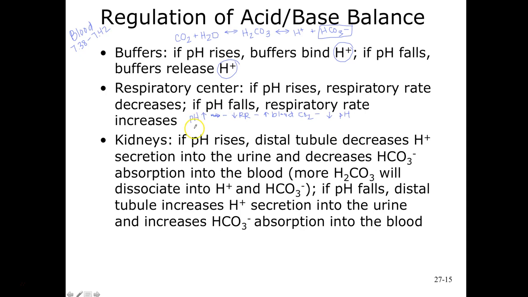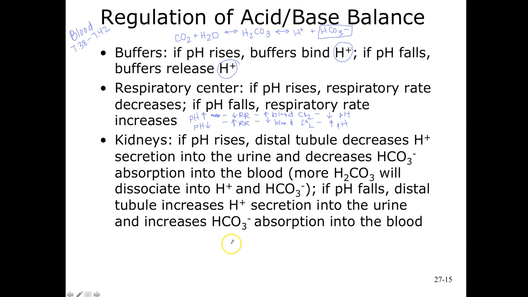If we have the exact opposite happen, pH is decreased, then we are going to hyperventilate and increase our respiratory rate. What that does is decrease our blood carbon dioxide, and that causes the shift to increase our pH to go back to our normal range. If you can talk yourself through this, you are good to understanding how our respiratory center is going to control our acid-base balance.